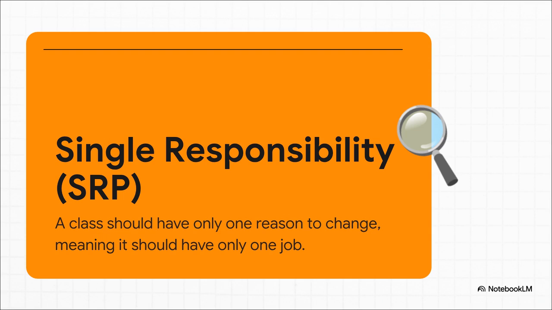Just one. Think about it with the chef analogy. The chef's job is to cook. That's it. If the chef also had to wash the dishes and wait tables, everything would grind to a halt. It's the same with your code. If one class is handling business logic, database stuff, and sending emails, any change to any of those things forces you to mess with the whole class. It becomes a tangled mess.